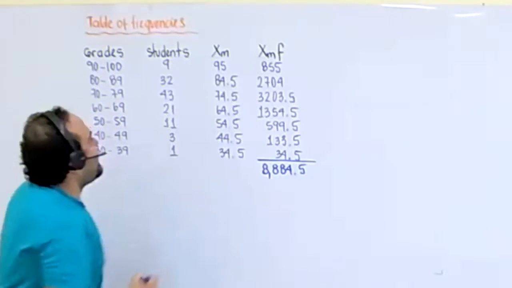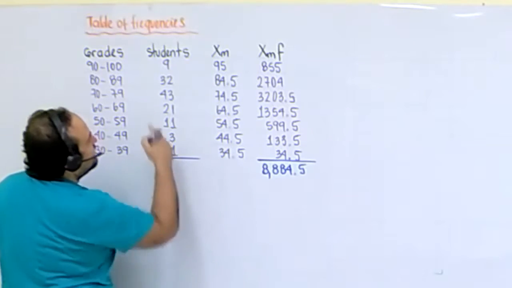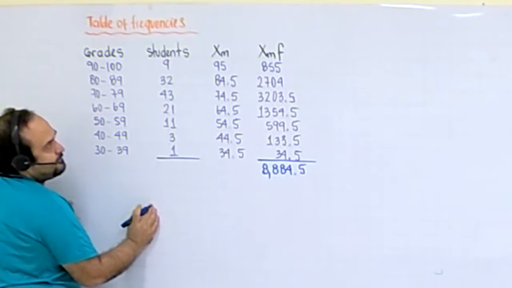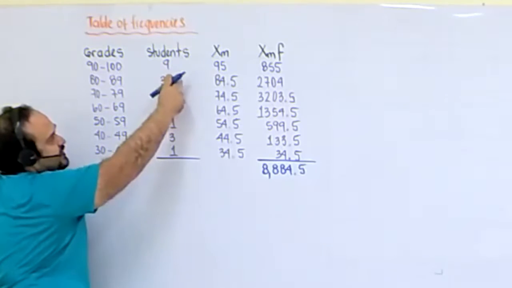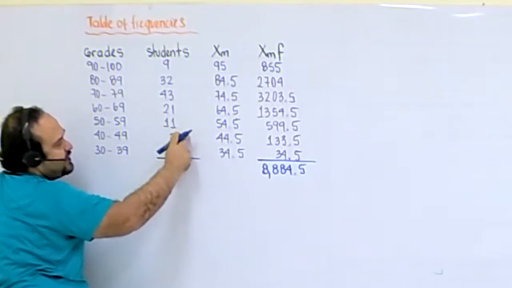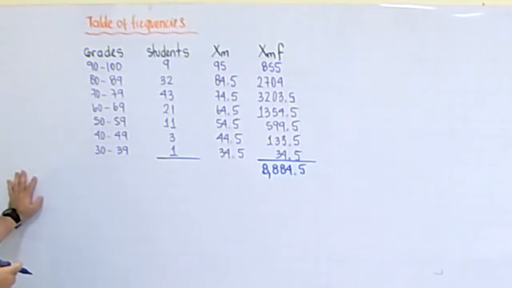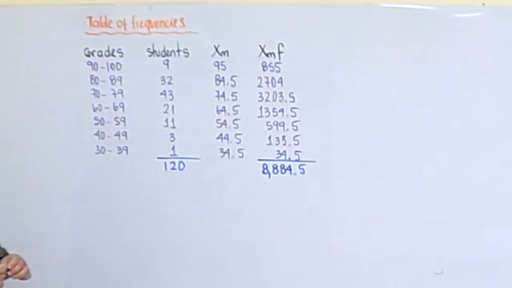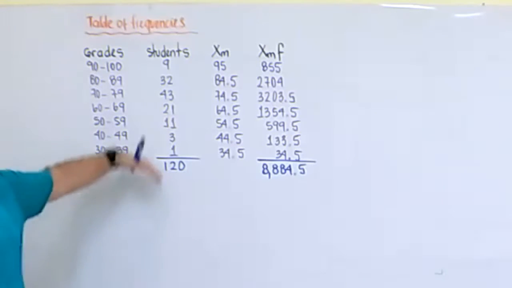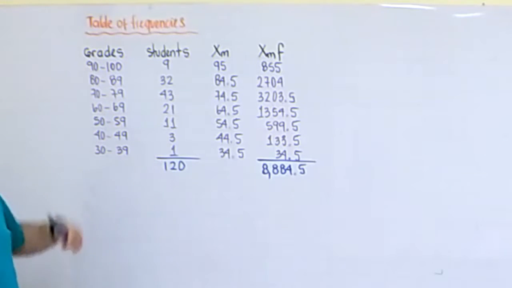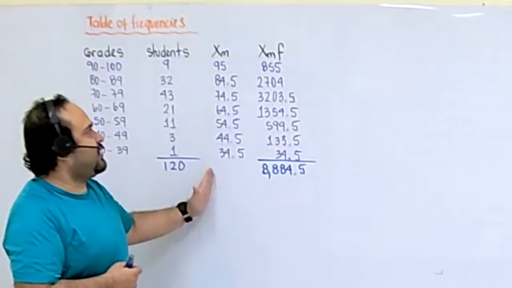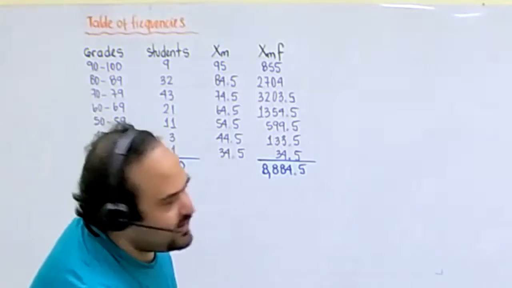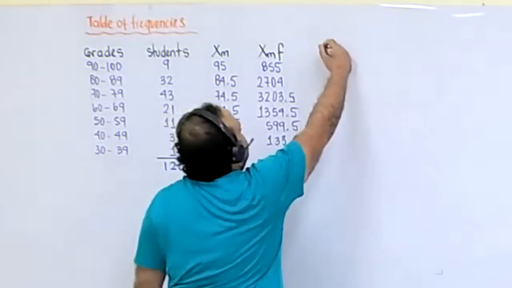Okay, and I remember we had the total number of students. What was the total number of students? Remember 9 plus 32 plus 43 plus 21 plus 11 plus 3 plus 1? 120. All right, then we have the grades. This is the class interval. The students are the absolute frequency, then the class mark, the product between the class mark and frequency, and we are missing the accumulated frequency, right?